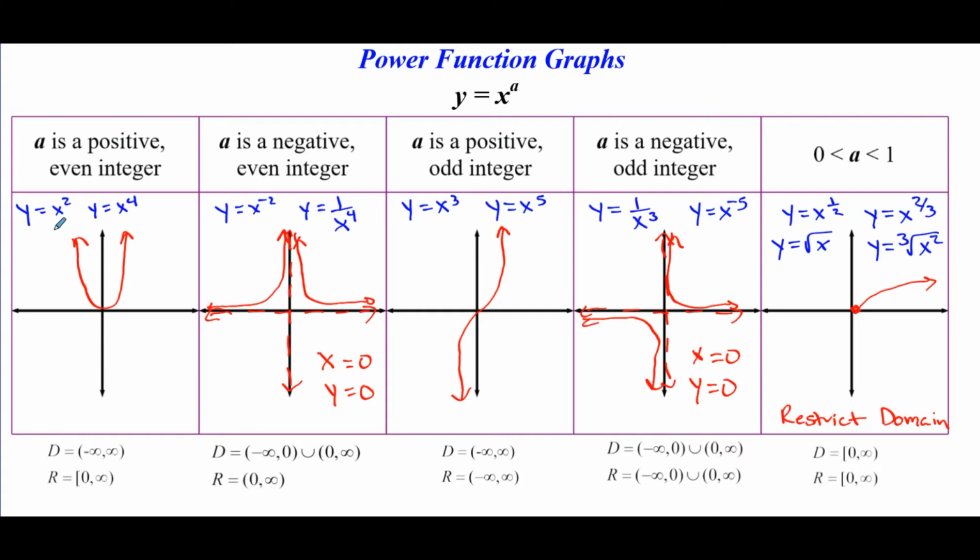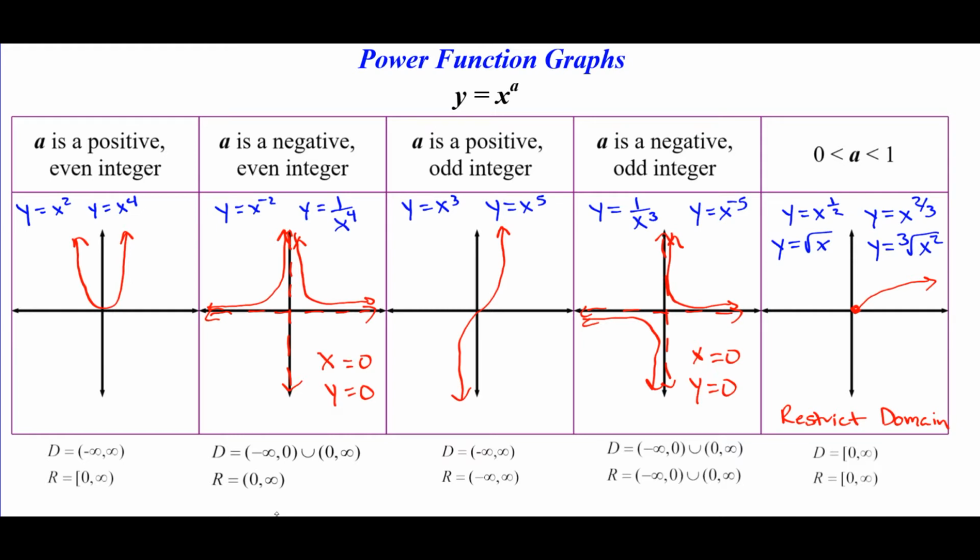Moving over to the second one, when a is negative and an even integer, so this is y equals x to the negative 2 or 1 over x squared. So remember, we can write them either way. This is going to look like that inverse square function from your basic functions. So you have the corner shape in the first and second quadrants, and you have asymptotes on both axes. So your domain is all numbers but 0, and your range is everything above 0, not including 0, because remember, that's your asymptote.